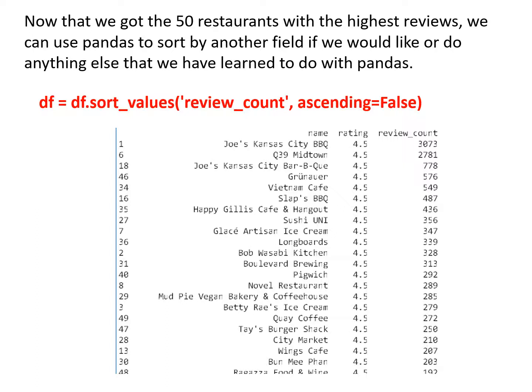So now you see that these have been sorted. Again, we know that they're the top 50 restaurants with the highest reviews, and now we see that we have them sorted by review count. So now we see that the ones with the highest review counts are first, and then it goes on down from there.